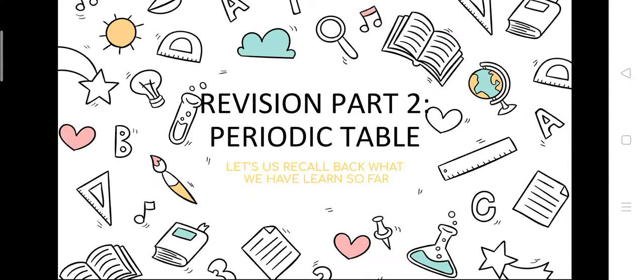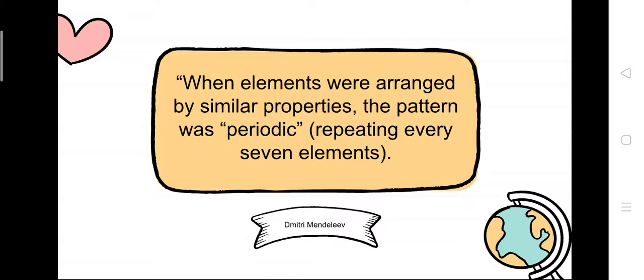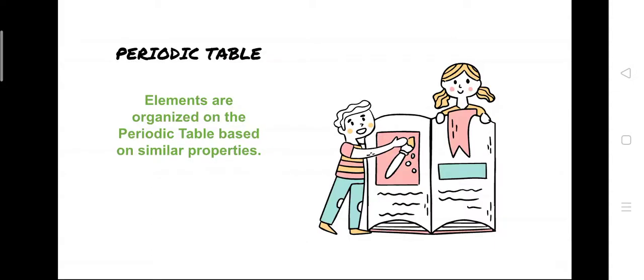So let us recall what we have learned so far about the periodic table. According to Dmitri Mendeleev, when elements were arranged by similar properties, the pattern was periodic. Periodic means repeating every 7 elements. Elements are organized on the periodic table based on similar properties.